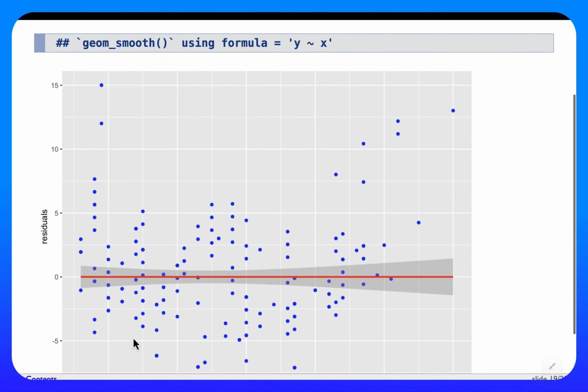So you can see what we've seen before. Here are the positive residuals for the very low values, and the cluster of positive residuals for the very high values of displacement.